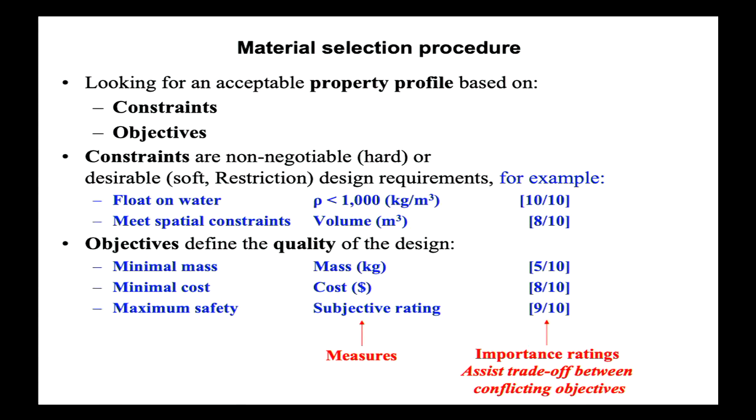Spatial constraints, it can be just a metre cubed, or it can be x metre by y metre by z metre, or even more complicated, depending on the shape we're looking for. And then we've got to have a ranking or a rating. How important are each of those two, for example, constraints? And again, the objectives: mass, cost, safety, kilograms, dollars, pounds, whatever.